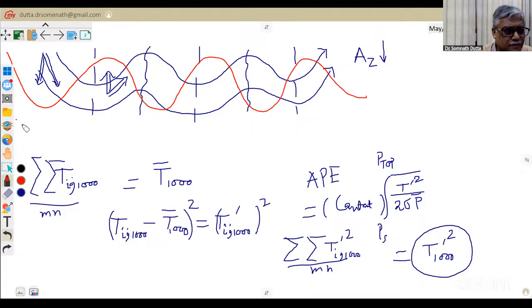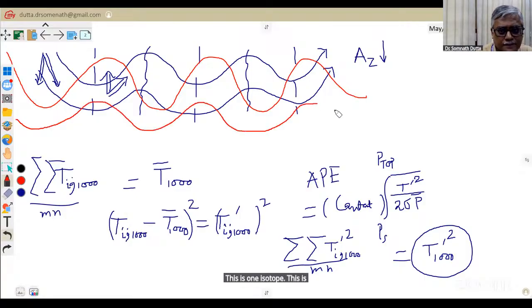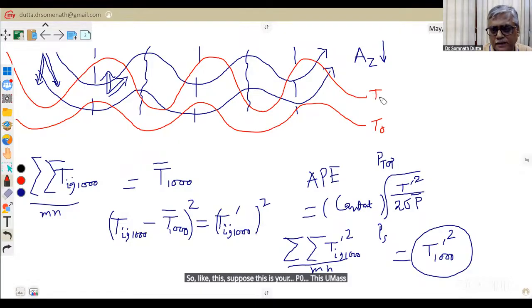This is one isotherm. This is another isotherm. So like this, suppose this is your T naught. This you may say T naught plus delta T, like this, delta T, like this. There are many. So now let us try to see one thing.